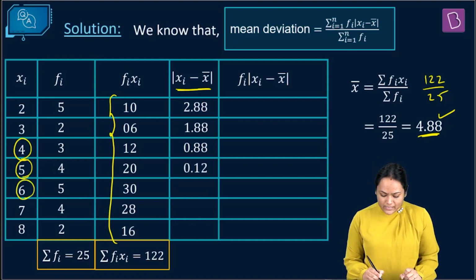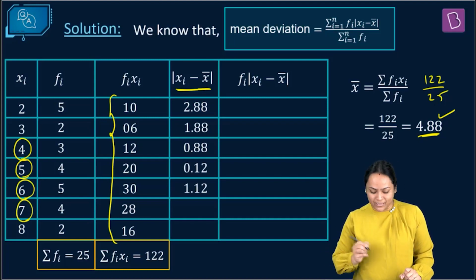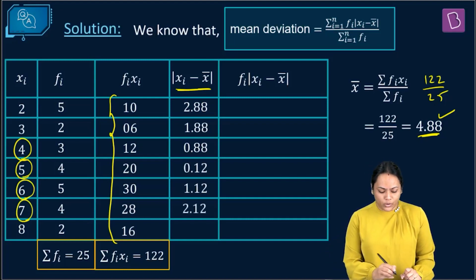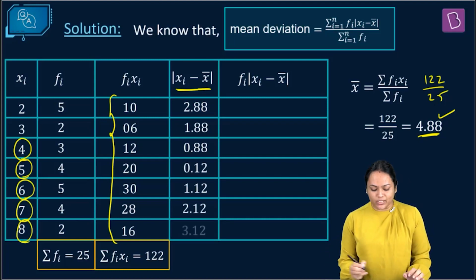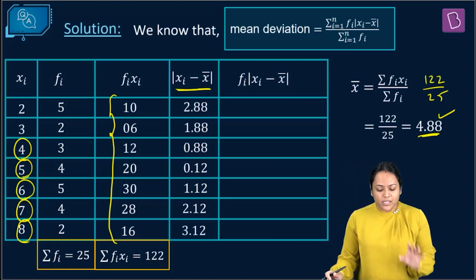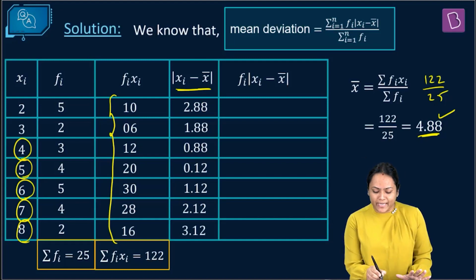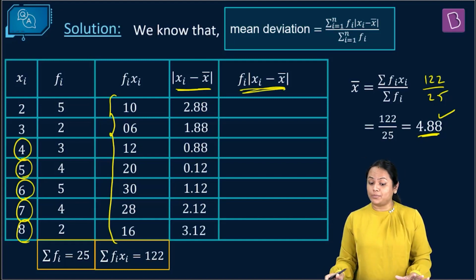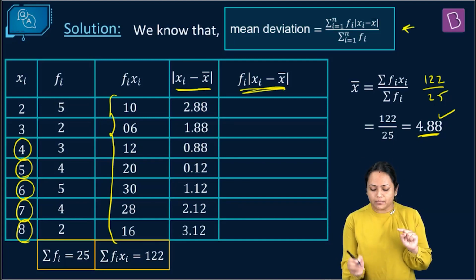For 6, it is 1.12. For 7, I have to keep on adding 1. Nothing much. So it's 2.12 and the last one is 3.12. Clear? Perfect. So now I have to find fi times |xi minus x bar|, because that is required in my mean deviation formula.